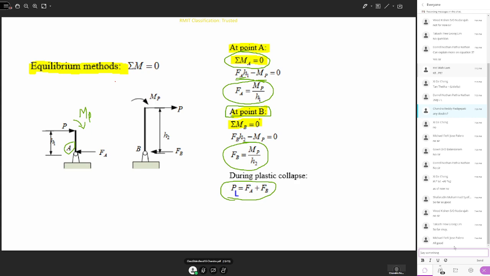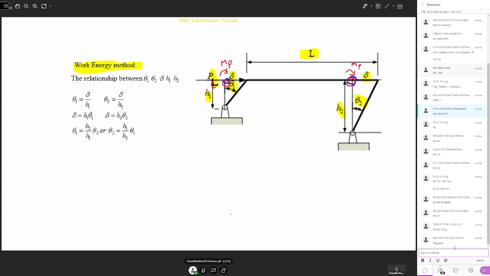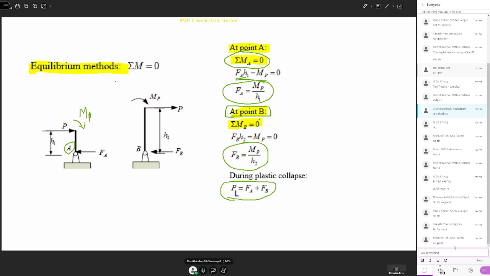Whatever answer you get here will be the same as you got for the previous work energy method. So for both methods, you will be getting the similar answer. Is that clear, guys?